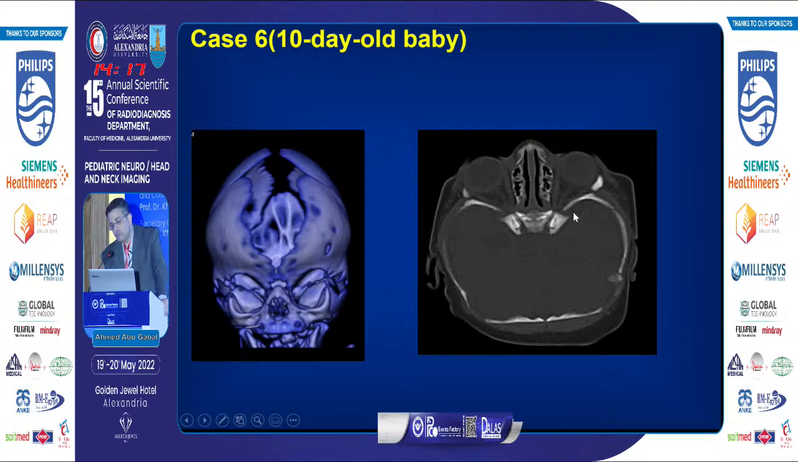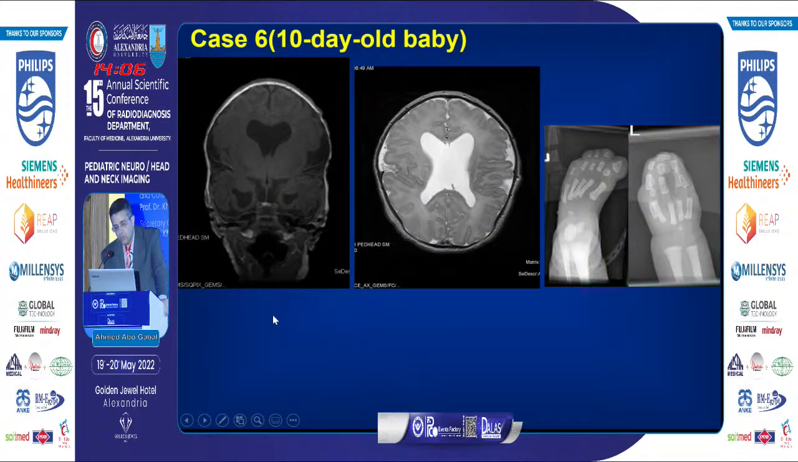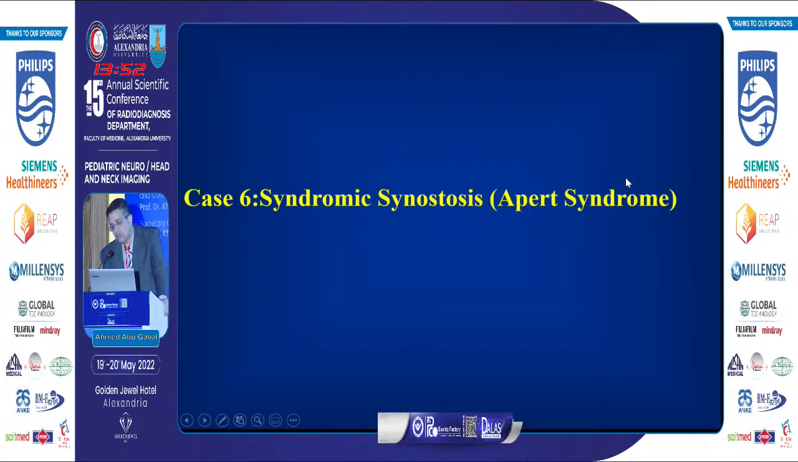We have obtuse angle of the lateral orbital angles, what we call frontalization of the sphenoid bones, and we have mid-face hypoplasia. Also, in the MR, there is ventriculomegaly, and there is syndactyly of the feet and hands, fingers and toes, as you could see, soft tissue syndactyly, not bony syndactyly. This is actually what I call Apert syndrome.